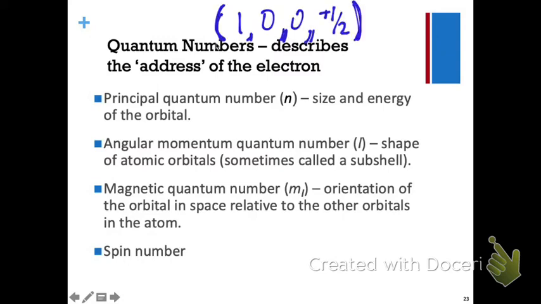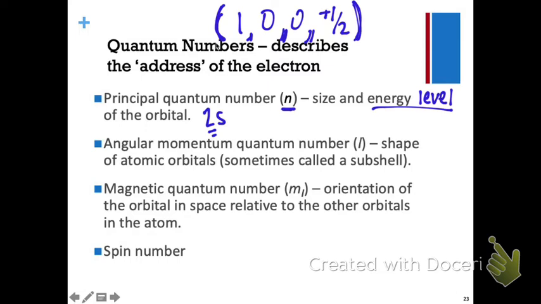The first part of the quantum number is represented with an n. You don't really need to know the letter that's associated with it as much as what it represents. This tells us the size and the energy level of the orbital. So if I have an electron in the 2s orbital, my quantum number would start with 2. The first part would start with 2 because it's telling me the energy level, or the shell level, that electron is located in.